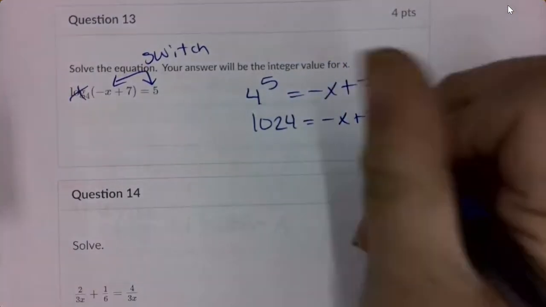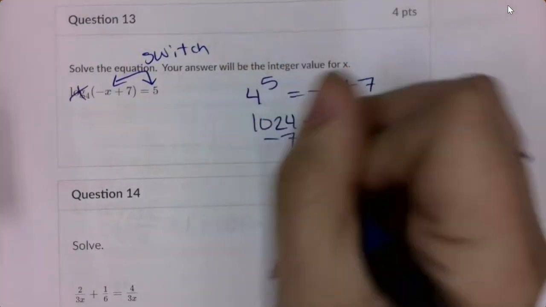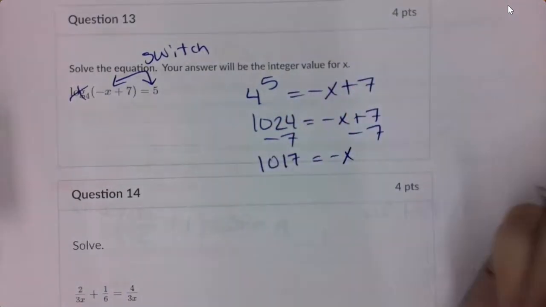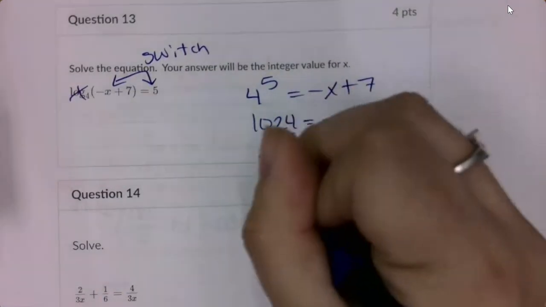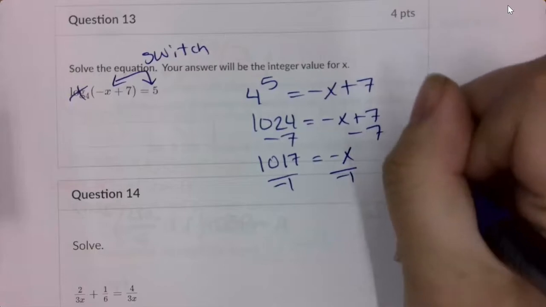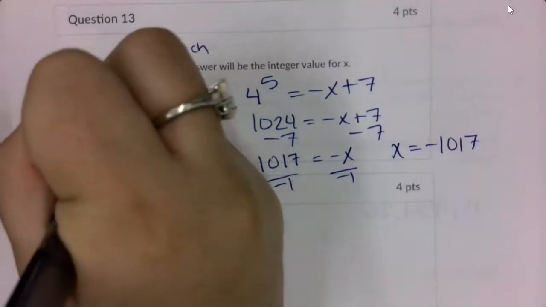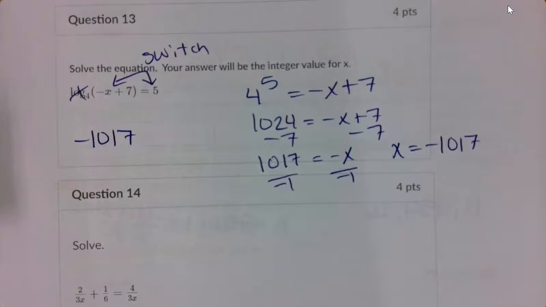Then I want to go ahead and subtract 7 on both sides. This gets me 1017 equals negative x. I divide both sides by negative 1. I get x equals negative 1017. So my answer is negative 1017.